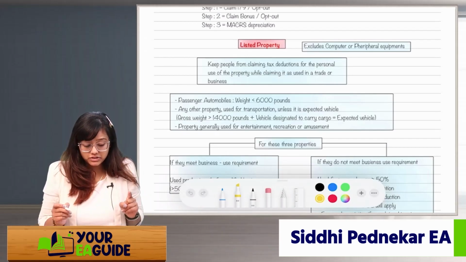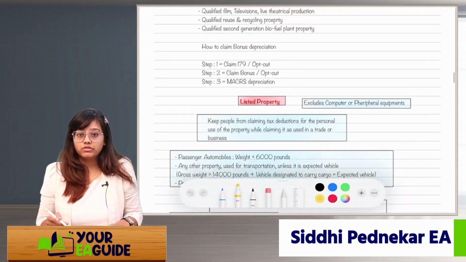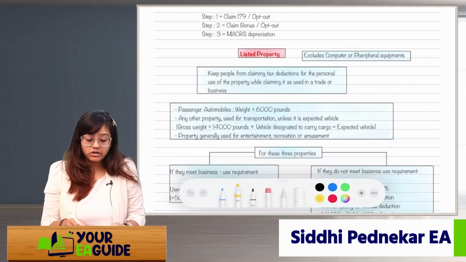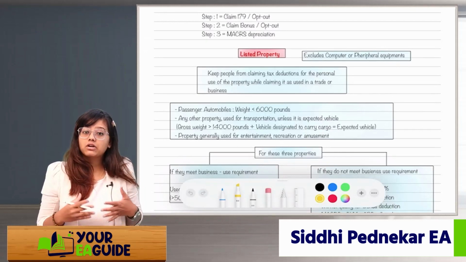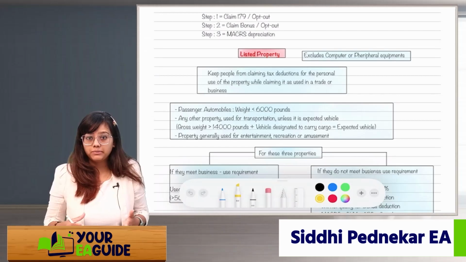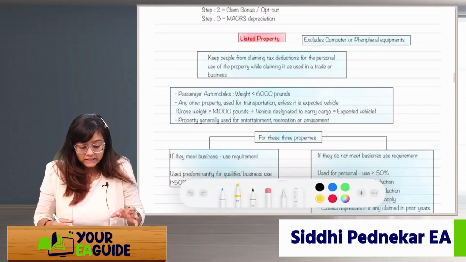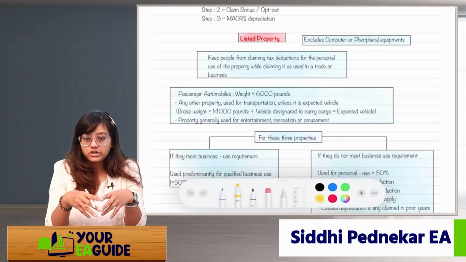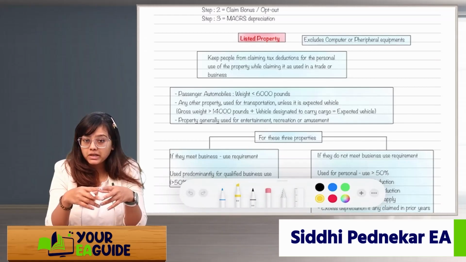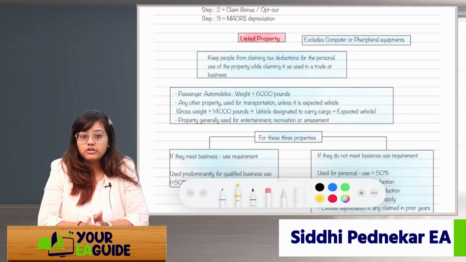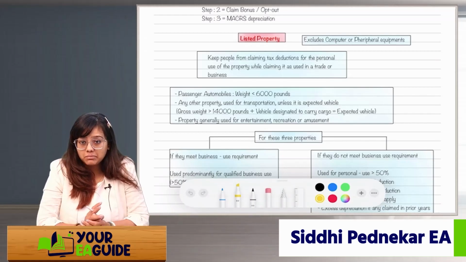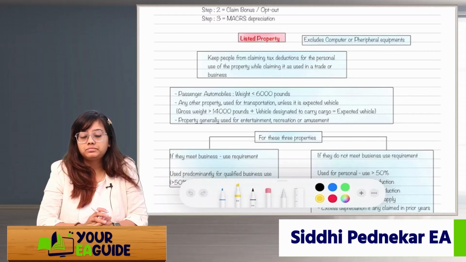Don't get confused, guys. There will be one or two questions from this, and they will include computer and peripherals. Make sure in listed property, computer and peripherals are not included. Okay, so the listed property rule will keep people from claiming tax deductions for the personal use of property, means your use of the business property should be for business use only. If you have used it for personal use, then the benefit which you have taken previously will be recaptured.